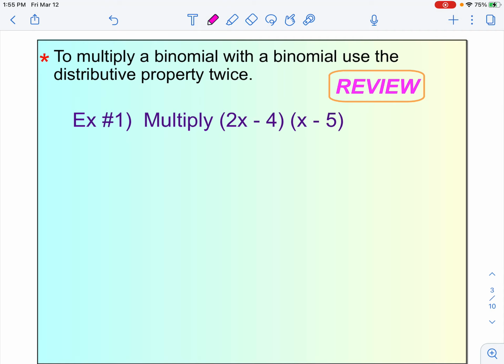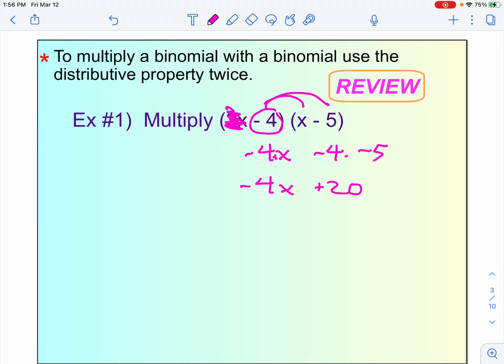So here's some review of what we did yesterday and in the first pieces of multiplying. When we multiply a binomial times a binomial, we can use the distributive property twice. If this 2x wasn't there right now, we would multiply that negative 4 to the x, and negative 4 times negative 5. So our answer would be negative 4x and then plus 20.